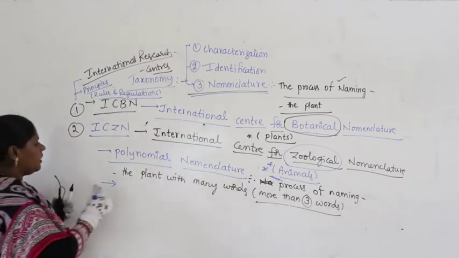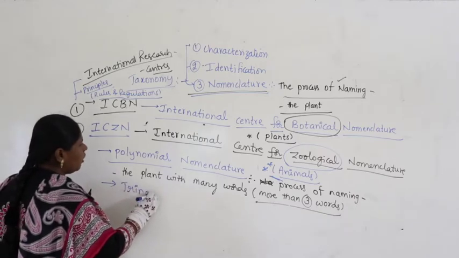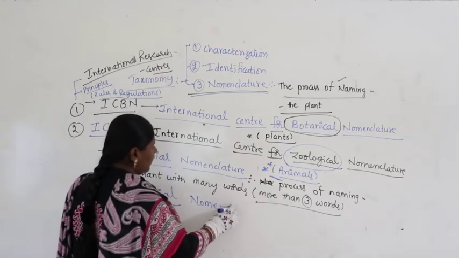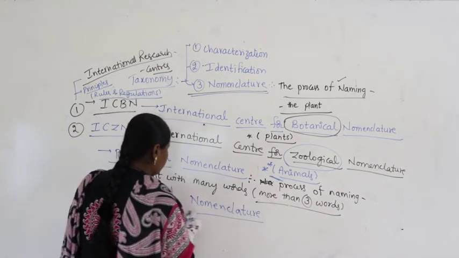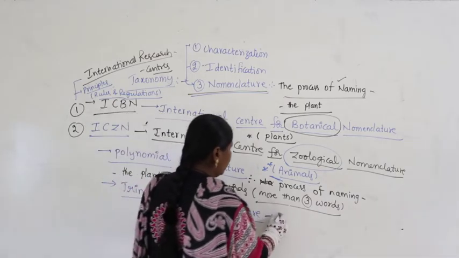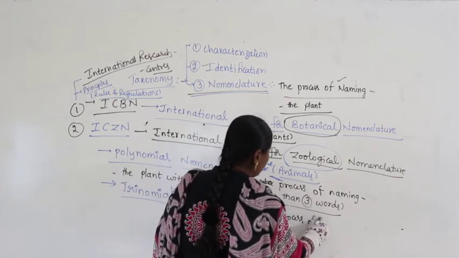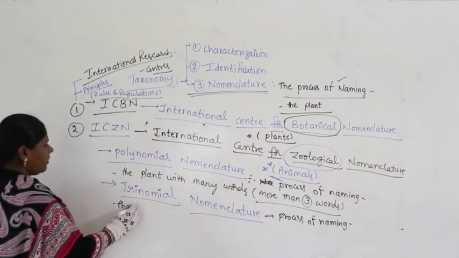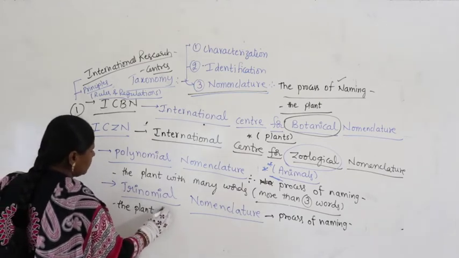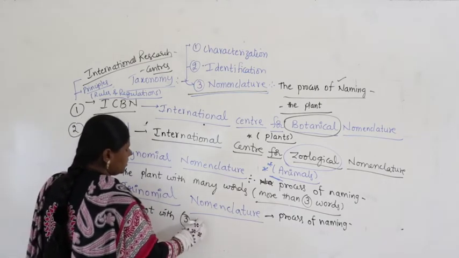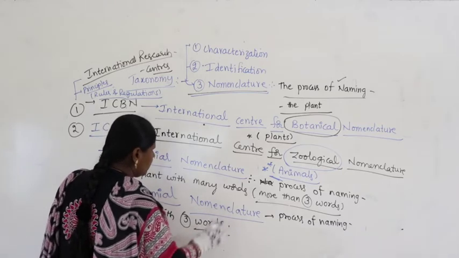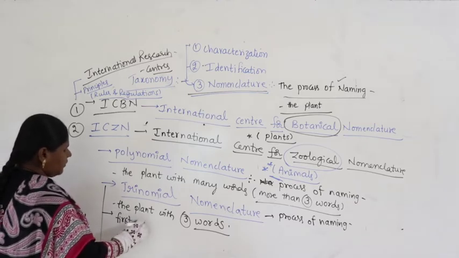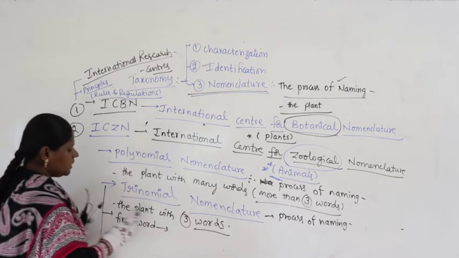Then they introduced what is called trinomial nomenclature. So here it is nothing but the process of naming the plant with 3 words. What are these 3 words? We call the first word, the first word is referred to as genus.